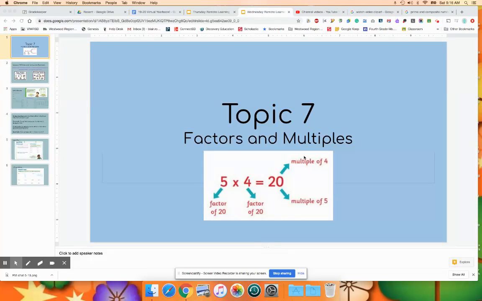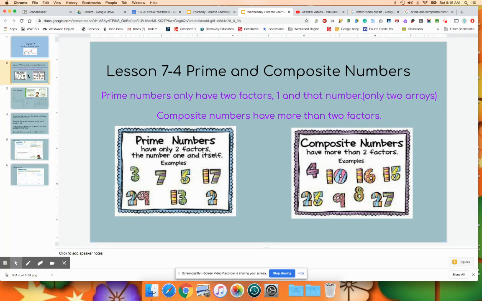Happy Wednesday, everybody. We're continuing with topic 7 review. We're going to look at prime and composite numbers today. So it's taking sort of what you did on Monday and what you did on Tuesday, listing factors, and now determining if numbers are prime or composite.